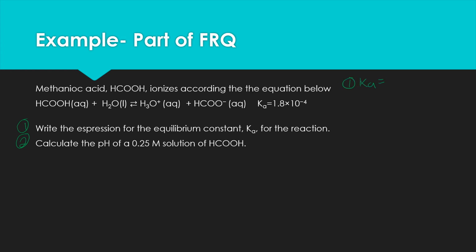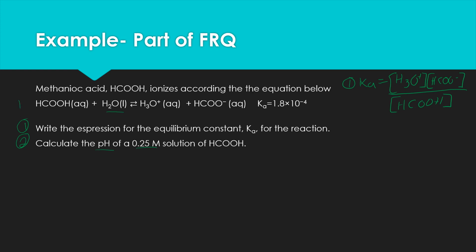So our Ka expression, we want products, so H3O+ times HCOO- over reactants, remembering to leave out the water because it's a liquid, HCOOH on the bottom. So that's number 1, you get a point for doing that part. So for number 2, we want to calculate the pH and we're given a concentration of the solution. Now this is a weak acid, it's not on our list, so if we want to find the pH, we've got to do a RICE table. Okay, weak acids need RICE. So that means we need to write the RICE table.